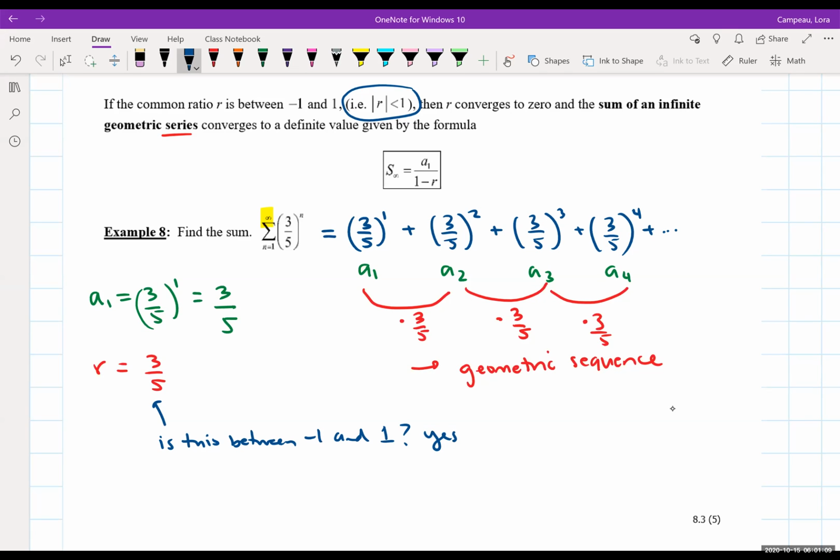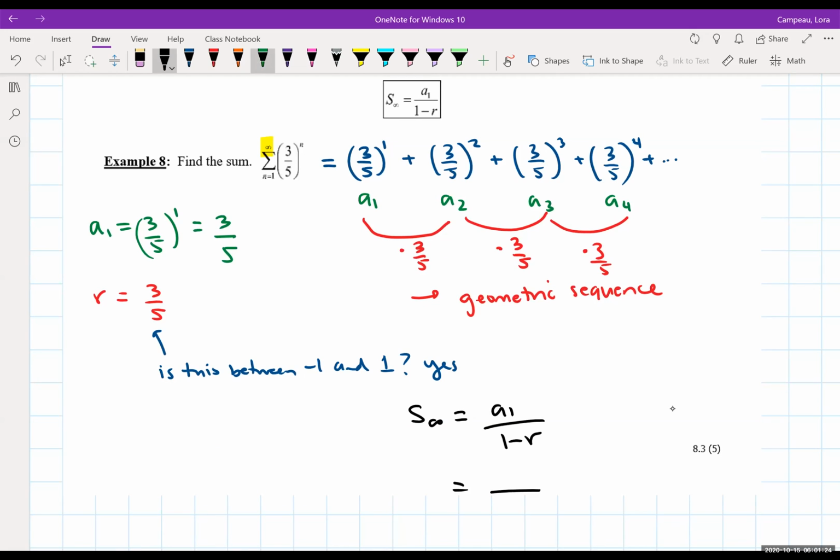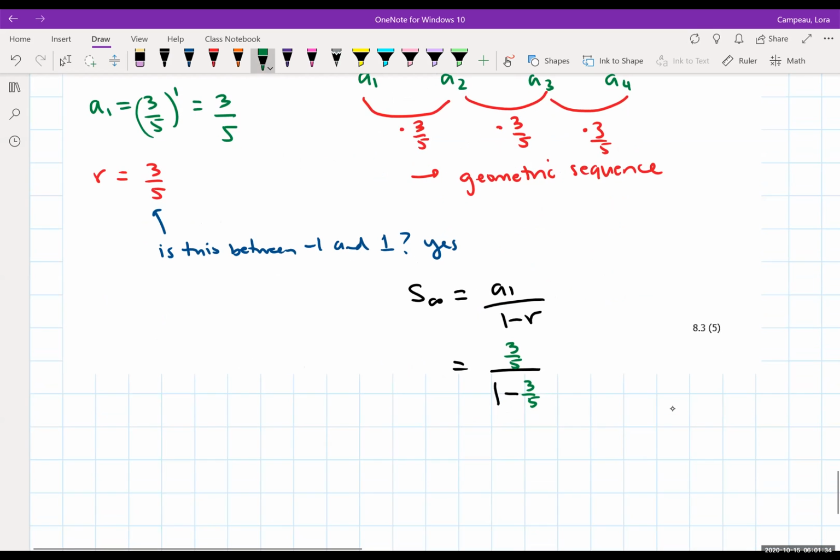Then if this is the case, all we have to do is find the sum. So we'll use our infinite sum formula. That's a sub 1 over 1 minus r. And so what is a sub 1? We do have 3/5. r is also 3/5. Sometimes that's not the case. But we just do a little math together. We end up having 3/5 over a complex fraction. Now 1 minus 3/5 is 2/5.